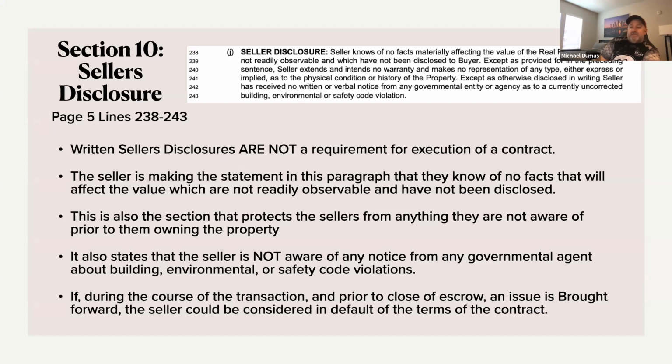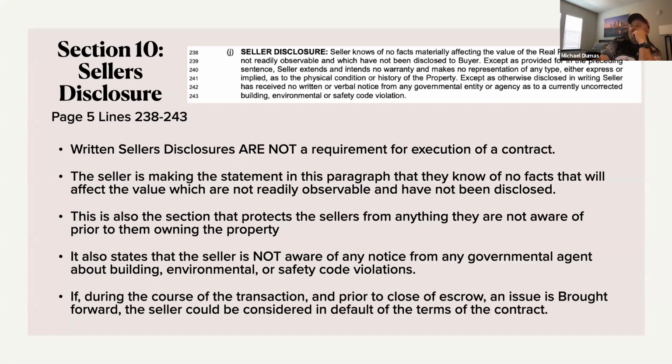So basically that means if you buy a home and the seller was aware that there was a sinkhole claim made on the property, but they don't disclose that, that's okay in the sense of buyer beware. However, they have an obligation to state any material facts. They can be sued. So if it comes back that they knew about it, they could be sued in a court of law. So the seller is making the statement that they know of no facts that will affect the value. This is also the section that protects the sellers from anything they are not aware of prior to them owning the property. That's an important part.